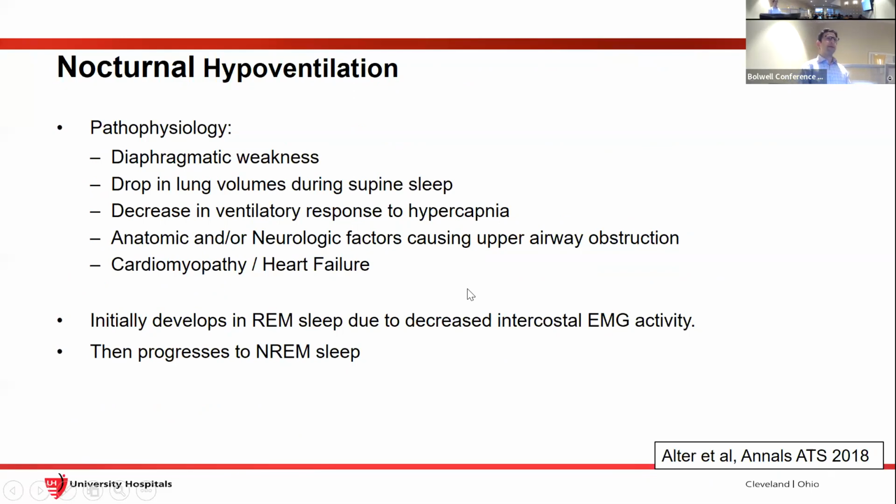So why does nocturnal hypoventilation, or really sleep-related hypoventilation, happen? In neuromuscular weakness, you can have diaphragmatic weakness. Further, you have drops in lung volume when supine and during sleep, where your FRC, your functional residual capacity, is decreased. You have a decreased ventilatory response to hypercapnia. That's what we talked about with the central receptors, where you have a buffering effect for the hydrogen ions in the CSF by bicarb, which reduces the response to increased CO2. You can have anatomic or neurologic upper airway obstruction, which you see very often in Duchenne's. That's often the first respiratory issue in sleep, the upper airway obstruction. And then there are other issues that come along with the neuromuscular disease, like heart.